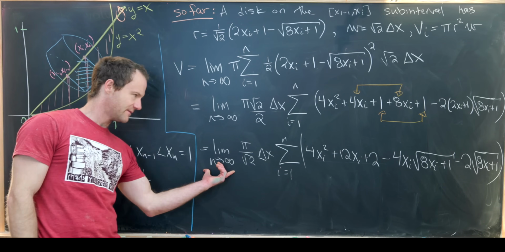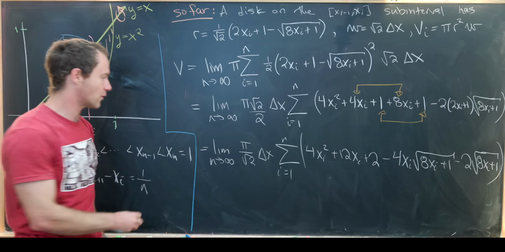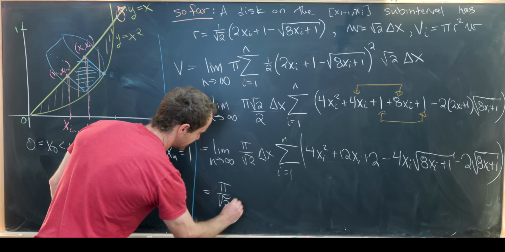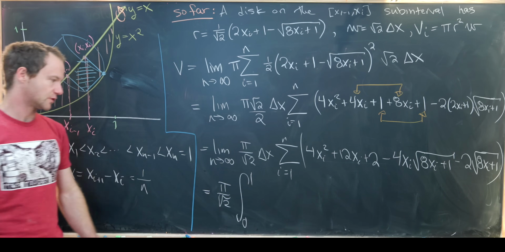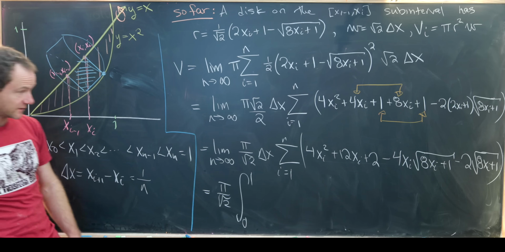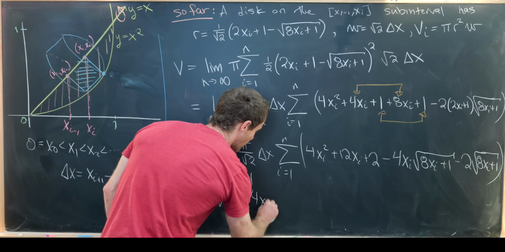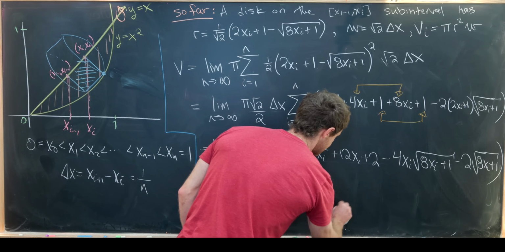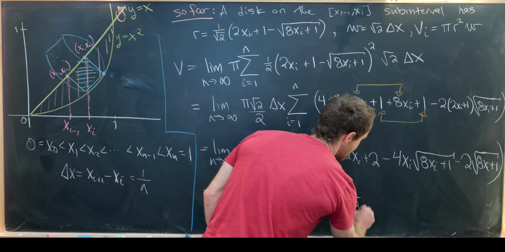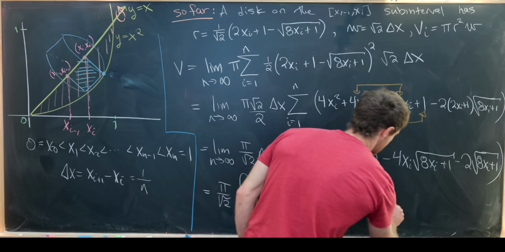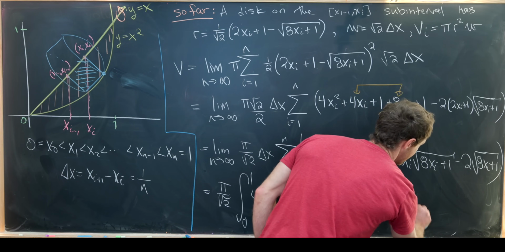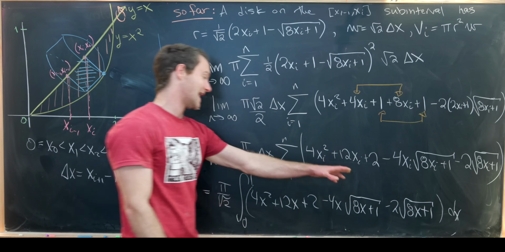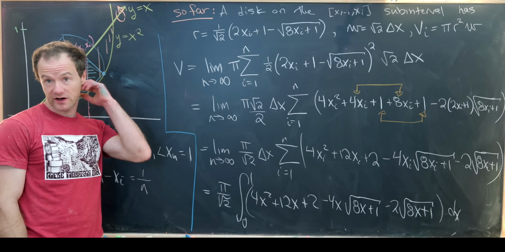But now this limit of this sum can be transformed into an integral. That will leave us with pi over the square root of 2, and then we'll have the integral from 0 to 1, because we're partitioning that interval, of 4x squared plus 12x plus 2 minus 4x times the square root of 8x plus 1, and then minus 2 times the square root of 8x plus 1 dx. So we have that integral in order to finish off our calculation.